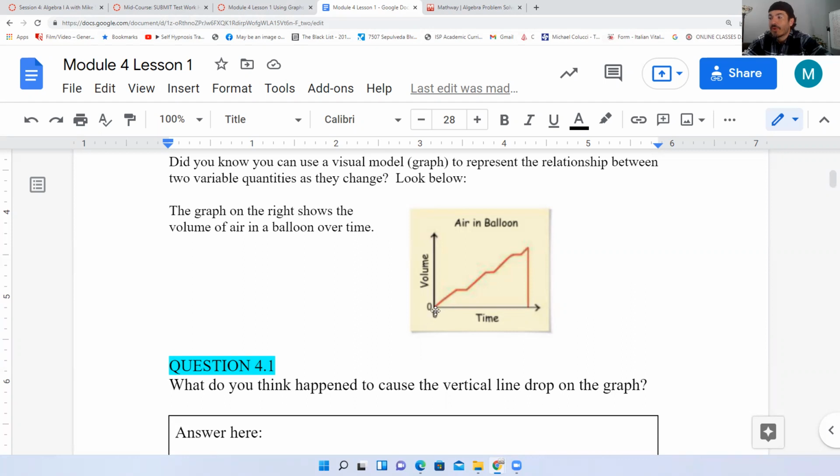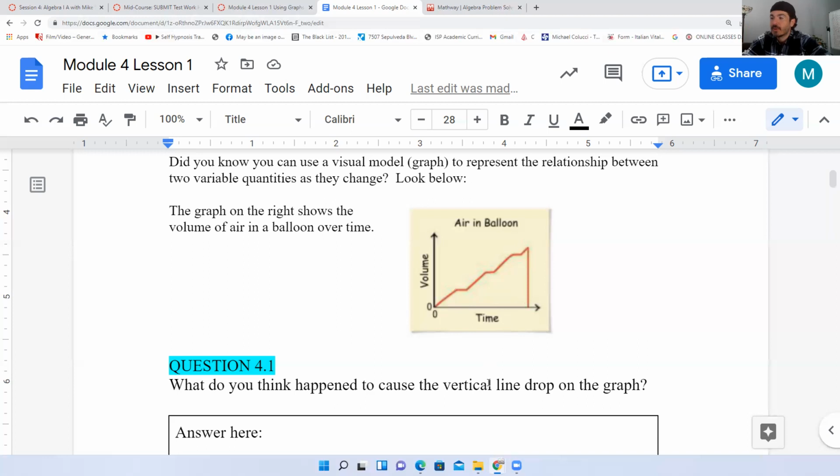So what's happening here? Well, they're blowing up the balloon. It's getting bigger and bigger. What's happening at these little spaces here? Well, whoever's blowing up the balloon may be taking an inhale. Then what happened? It popped. Oh my gosh. And it went from being kind of full to having 0 volume like that because it popped.